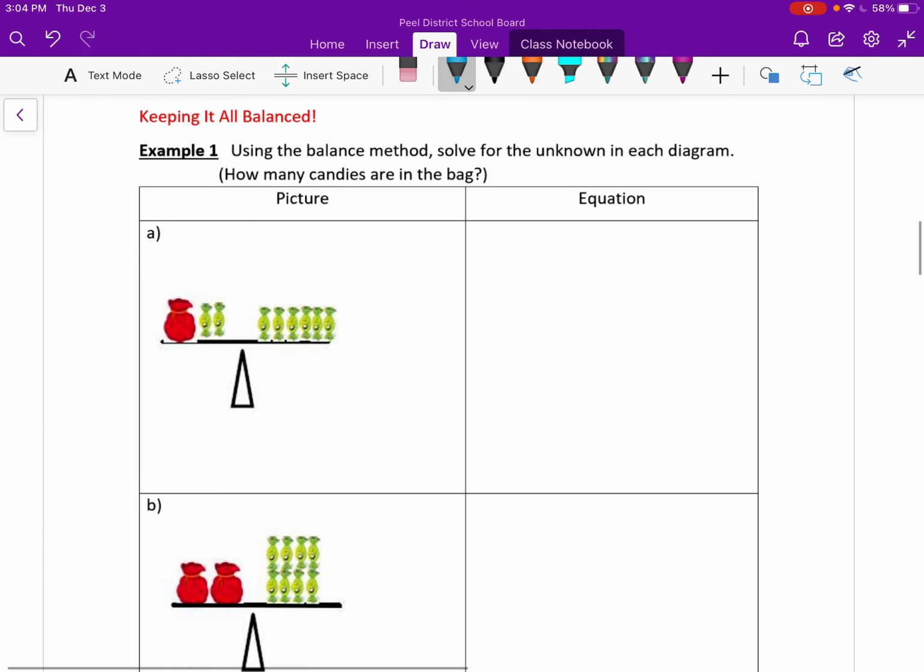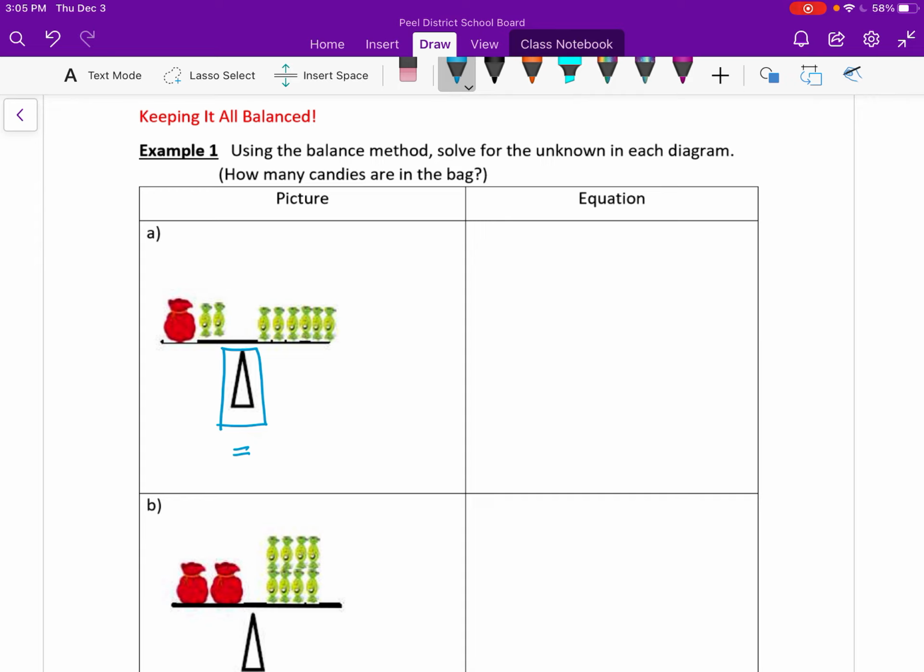Moving forward, we did this in class today, and I'm just going to go over it again with you. If we wanted to find out how many candies are in this bag by itself, we're going to use the balance of a scale. How I like to think of it is that this middle portion, the fulcrum, is the equal sign. You know that there are two candies here and there's some unknown number in the bag.